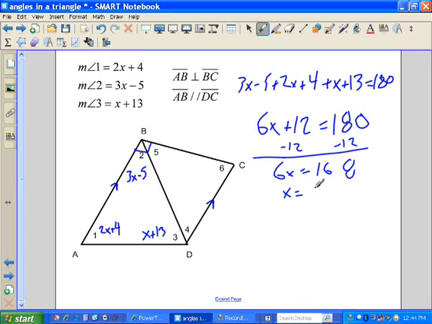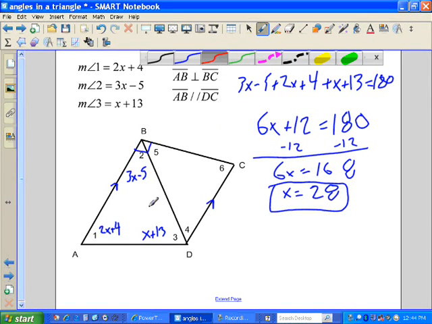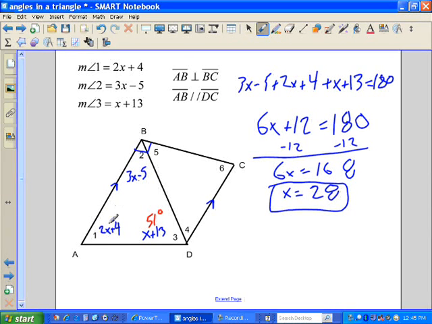x equals, I think it's 28. 6 goes into 16 twice. Is that right? 6 times 28, 120 plus 48. Yep. So x is 28. Great. So that's a first step. I know that x equals 28. That'll help me figure out what all these numbers here are. This one is 28 plus 13, 48, 51. This one is 2 times 28, which is 56, plus 4, which is 60. And this one is 3 times 28, which is 84, minus 5, which is 79.